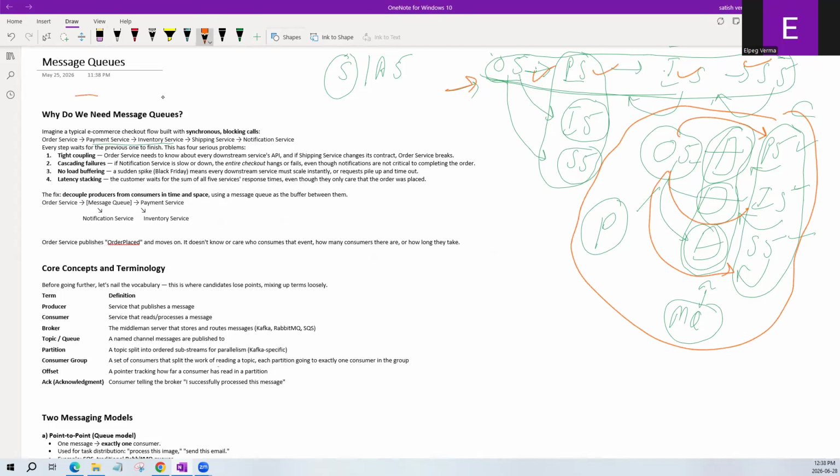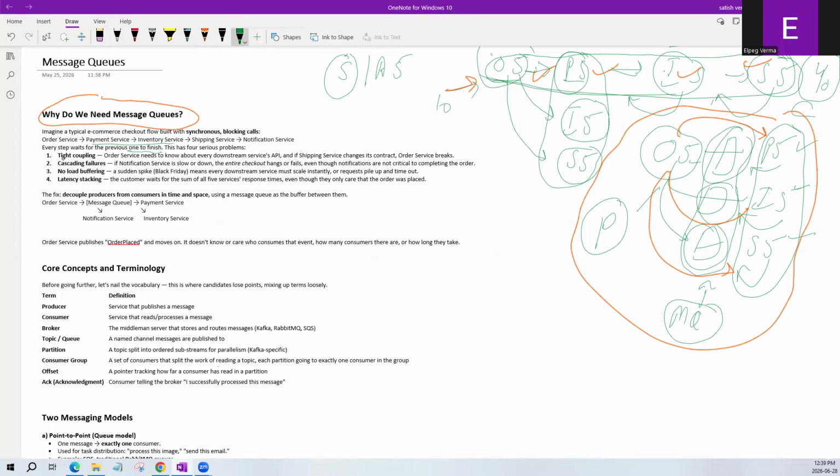So why do we need this? Why do we need this message queue? Okay, this is an important thing. First of all, every step waits for the previous one to finish. It will get finished, then the next will get finished, then the response will go to here. Meaning these four services will wait for this whole time. Suppose every service takes 10 seconds, then the shipping service will have a delay of 40 seconds.